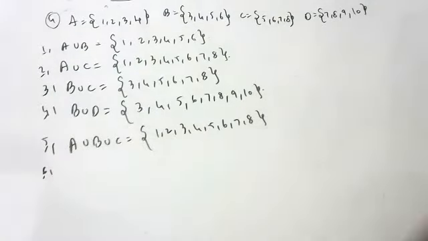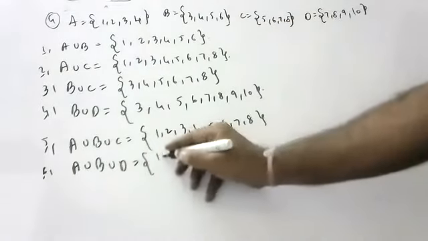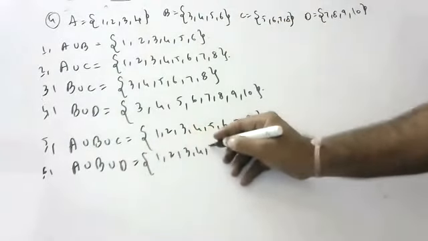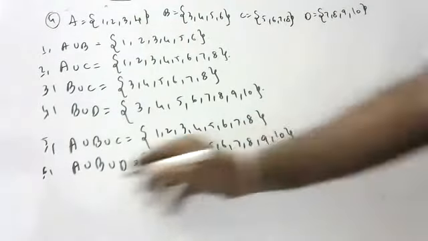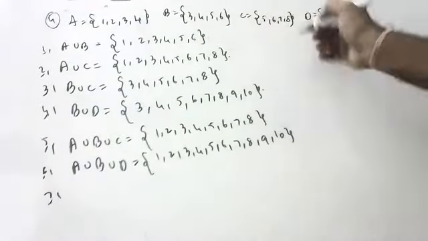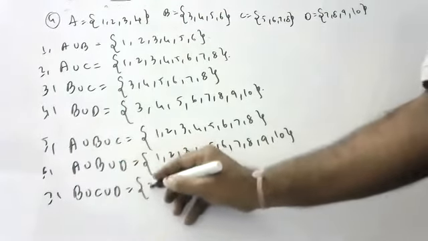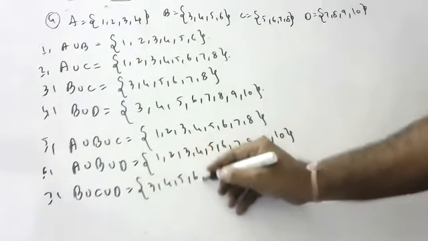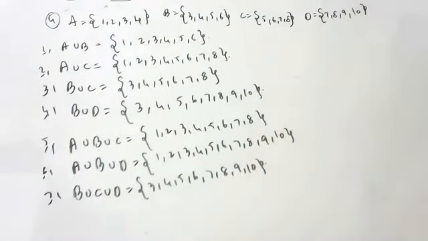Okay, next question, children. A union B union D. Anyone? 1, 2, 3, 4, 5, 6, 7, 8, 9, 10. Next one, children. What is B union C union D? 3, 4, 5, 6, 7, 8, 9, 10. These are all the answers of the fourth question, children.